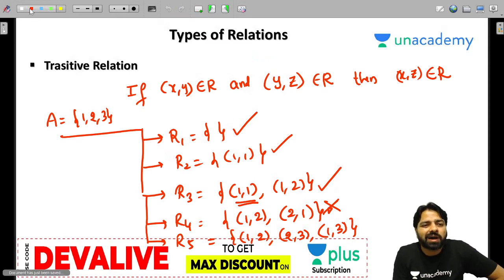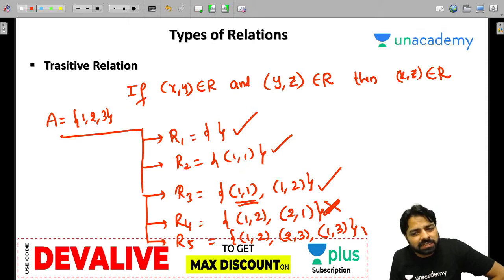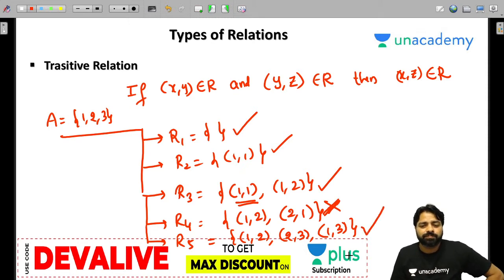So now R5, R4 anyhow not transitive. R5, is it transitive? Yes. You can also use the graph technique and so many. Right now we have less time, so repetition is the most important.